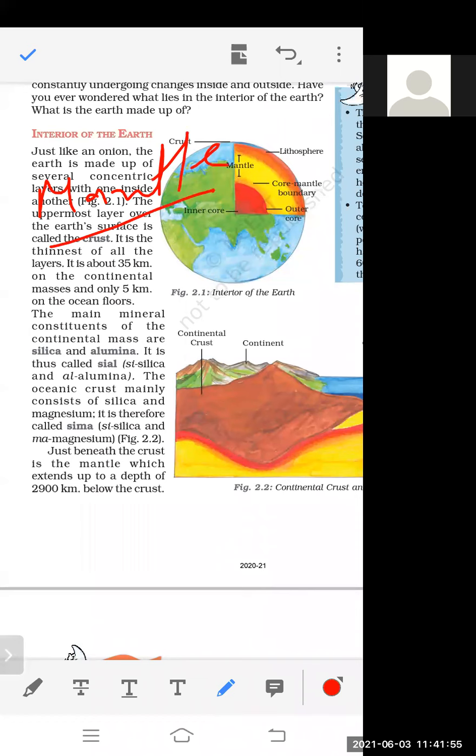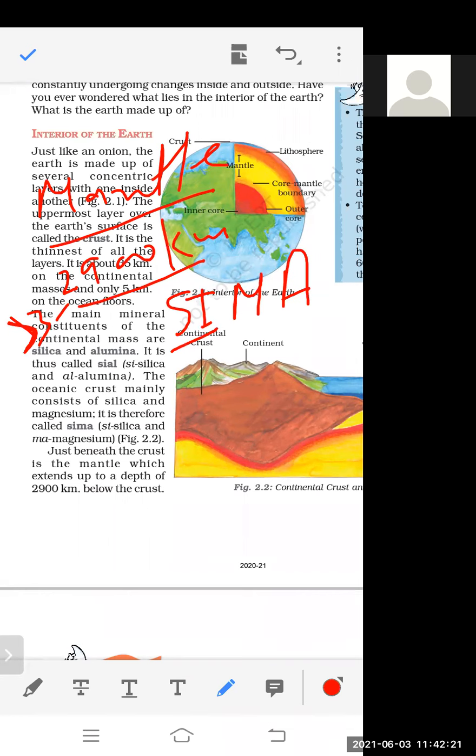Below the crust, and its extent up to 2900 kilometer, up to 33 kilometer there is crust, and 33 to 2900 kilometer there is mantle. It is also called SIMA. Si stands for silica and Ma for magnesium. So here the minerals found are silica and magnesium, right? So this is just beneath the crust.